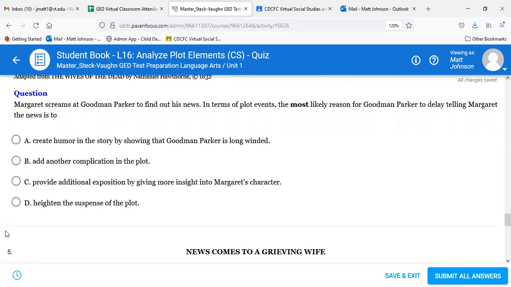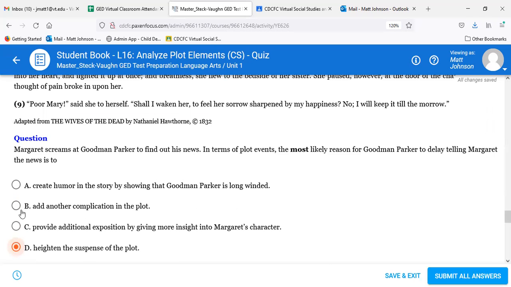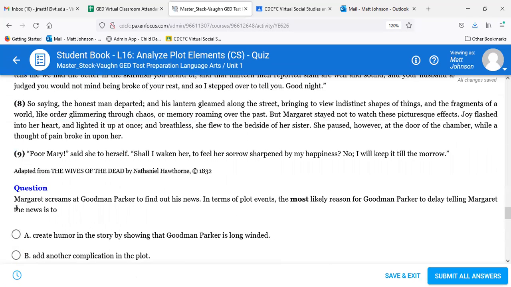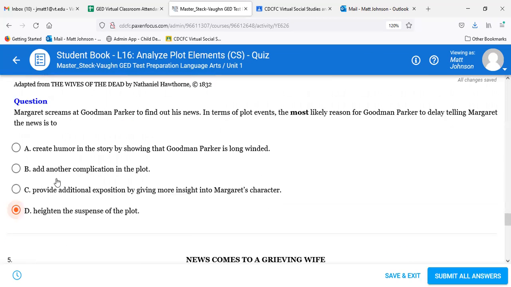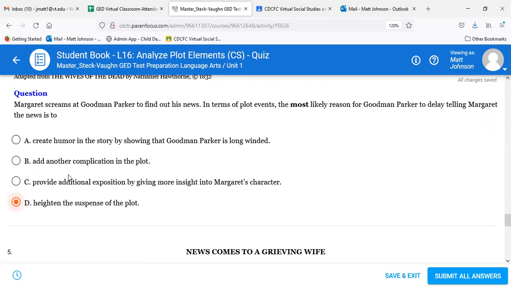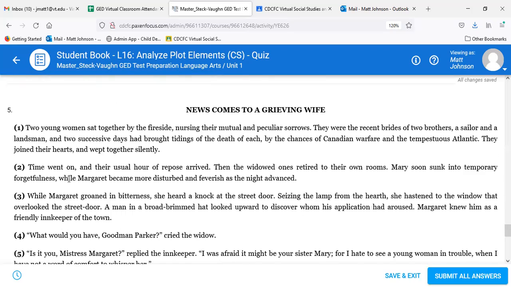Is it B? It's D. So this delay helps build that tension where you're like, just tell me what's going on. D is in dog. So you're building the tension, you're building the suspense by delaying what the news is. So that's all to heighten the suspense of the plot. So D is in dog for 4.